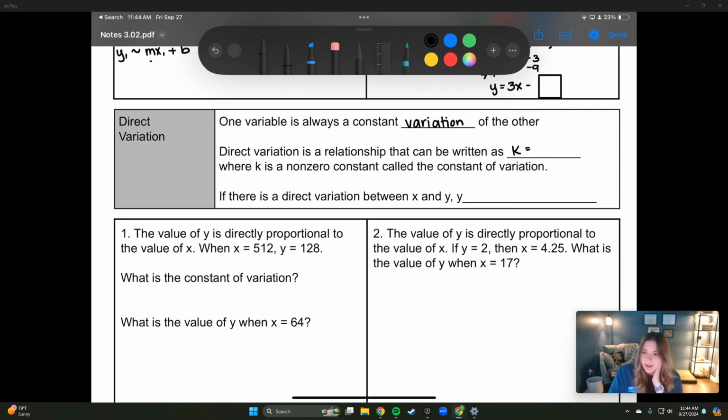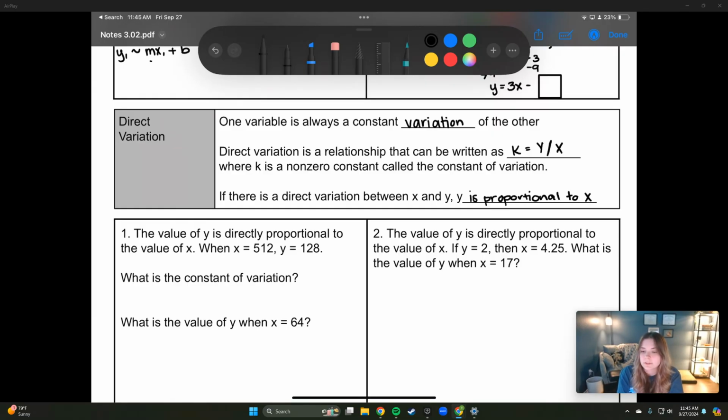We're going to be using X and Y. So to find variation, you have to do Y divided by X. Okay, so Y over X. That's how we find K, or your variation. If there is direct variation between X and Y, then Y is proportional to X. And I'll show you exactly what that looks like in just a second.